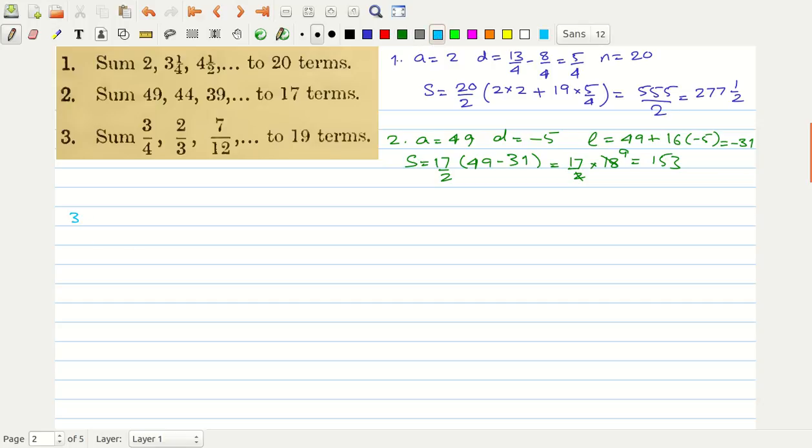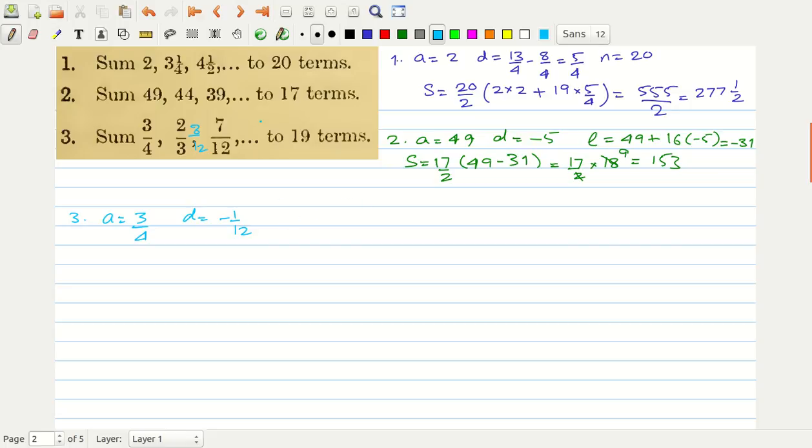Similarly, let us go through the third problem. Again, a is equal to 3 by 4. What about the common difference? Common difference is, we can subtract 2 by 3 from 7 by 12. So, this is 8 by 12. 7 minus 8 is, so d is minus 1 by 12, right?